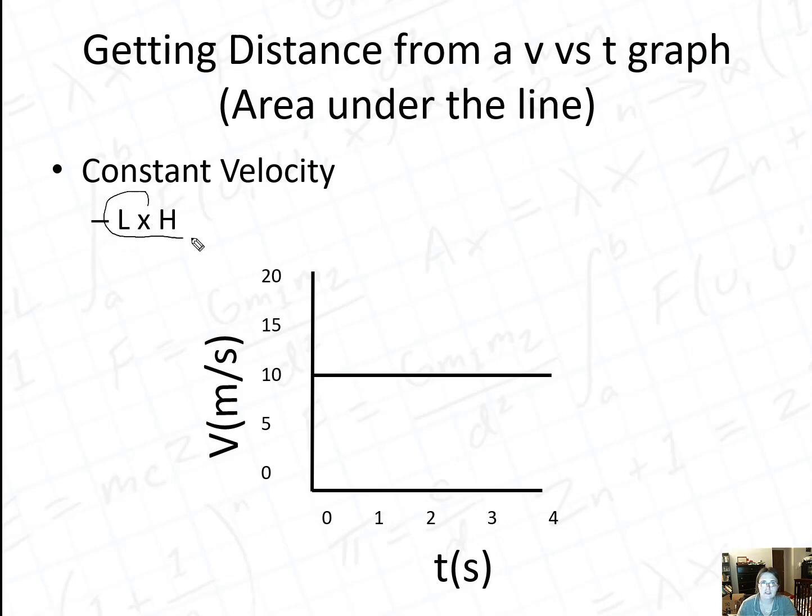If you look, this is length times height. This is equal to the area of a rectangle. And if the object is moving at a constant speed, we get a rectangle, and we'll see how this works.